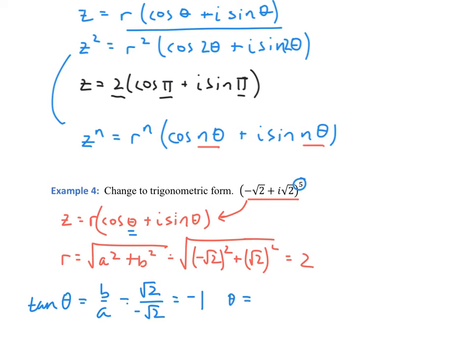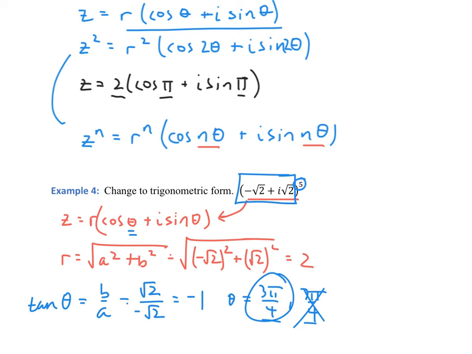When is tangent theta equal to negative 1? There are two possibilities. 3 pi over 4 is one of them. What's the other one? 7 pi over 4. Which one are we going to use? Why the 3 pi over 4 and not the 7 pi over 4? What quadrant is this in? Second quadrant. Which of these angles is in the second quadrant? So that's why we're using this and not this. Remember, you have to make that correlation.